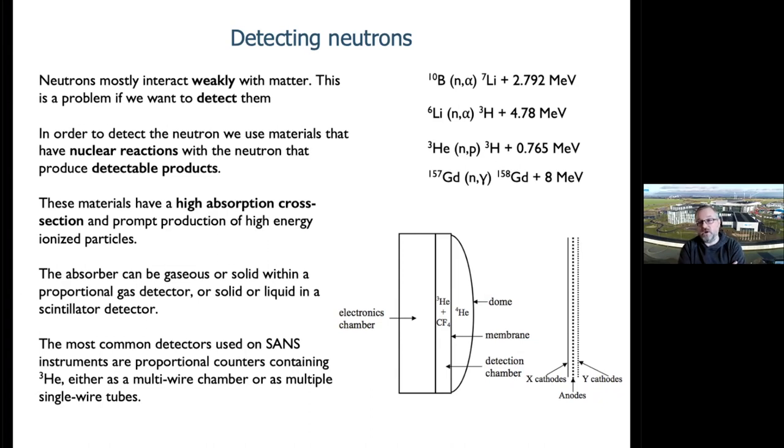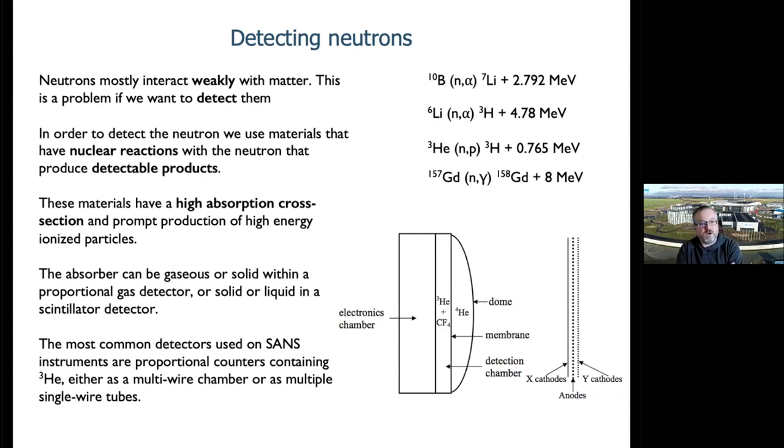And then you can work out where the charge was collected on those wires, and that tells you where the neutron was detected. By knowing where your detector is in space and where on the detector the neutron was detected, we can calculate the angle of scattering from the sample and determine Q. Then we just count the number of neutrons as a function of position on the detector. That allows us to get the number of neutrons scattered as a function of Q.